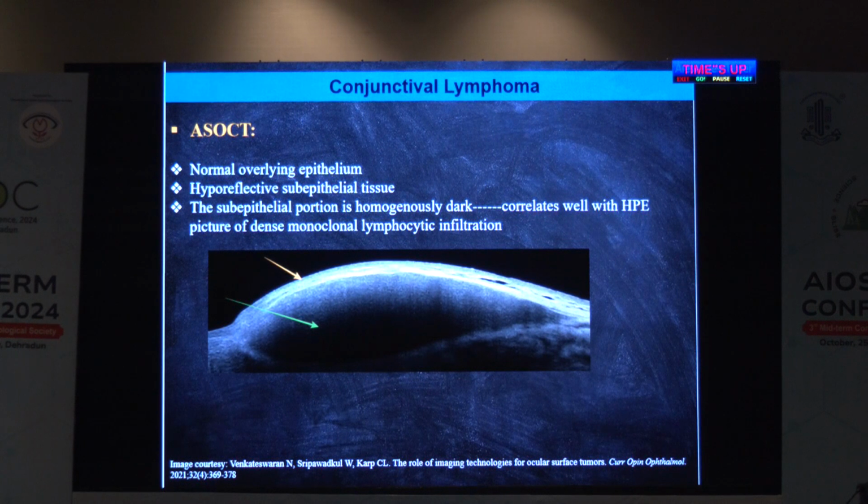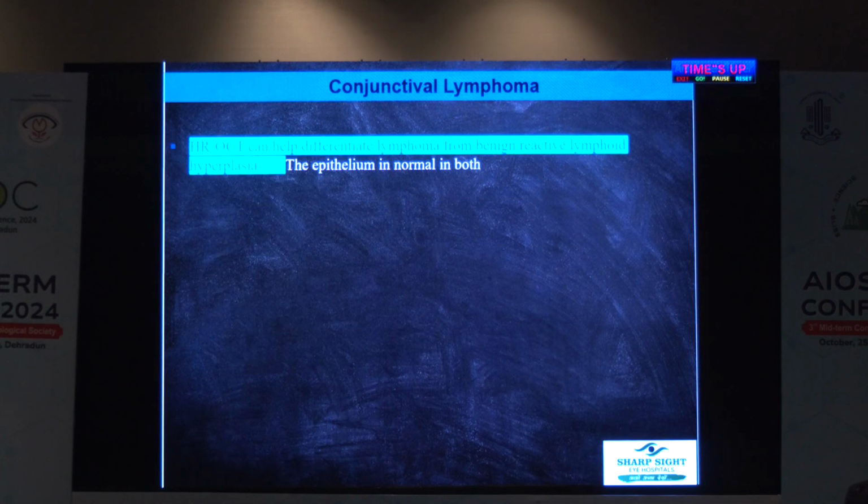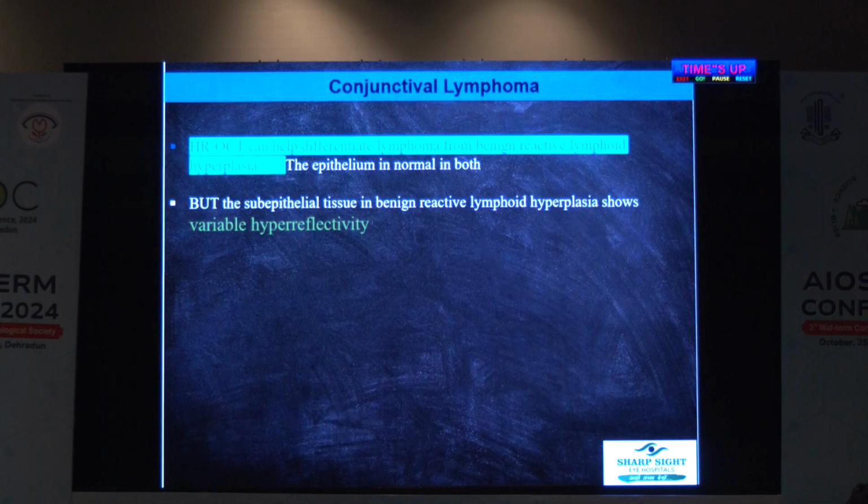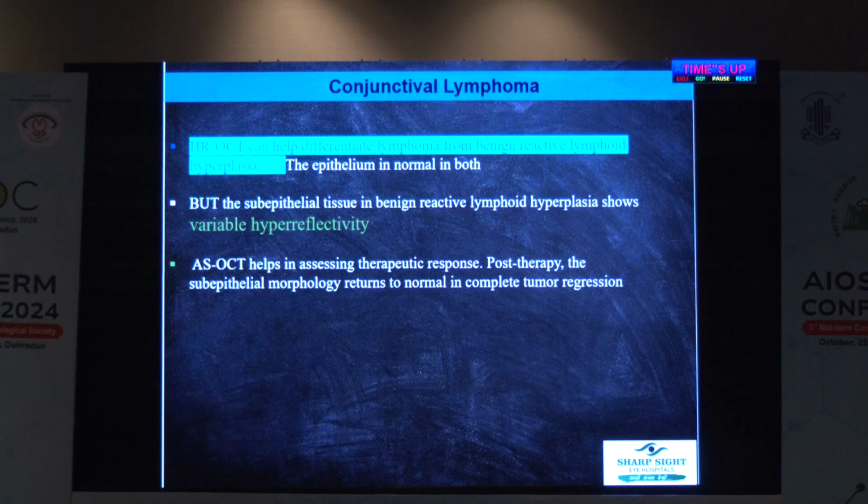Just a bit about lymphoma. So a very typical picture of how a lymphoma would look in ASOCT if you were to image it. Most of the lymphomas are large when they present to us and would require imaging in the form of CT or MRI. But if you do come across a lesion that you cannot differentiate between a benign reactive lymphoid hyperplasia and a lymphoma, the epithelium is normal in both, but the characteristic feature of BRLH is high variable hyperreflectivity. That is because of the pattern of infiltrates that you see on biopsy. So this is an important point that would help you distinguish between the two as well.